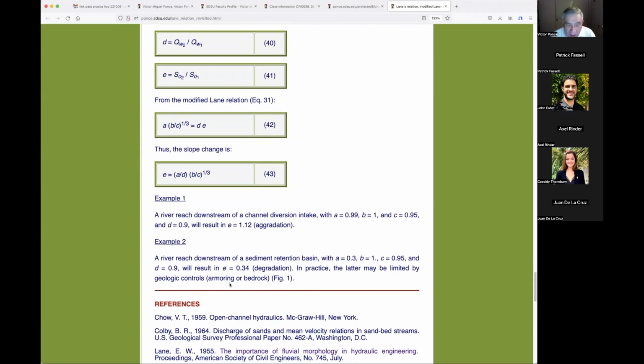So when we do that, we get degradation. 0.34 is the calculation instead of 1.12. 1.12 would mean steeper slope and therefore aggradation. 0.34, lower slope or smaller slope, therefore degradation.